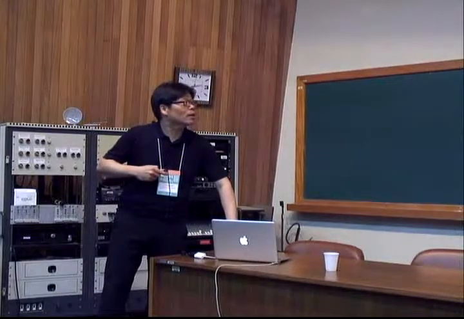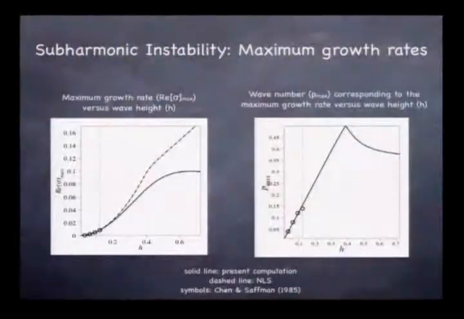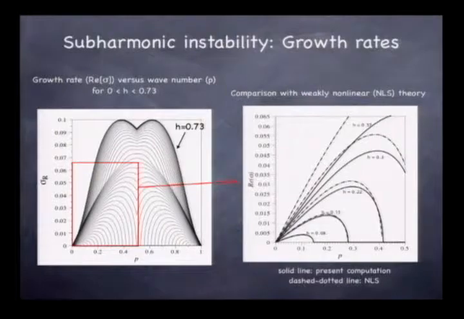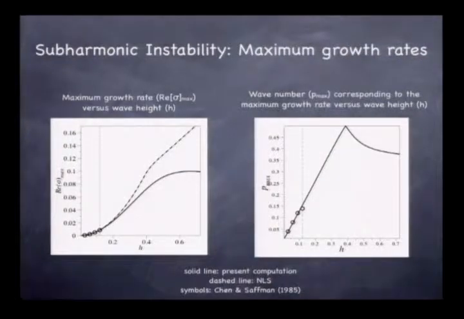So that also confirms our numerical solutions. And then also we compare our solutions with NRS. This is the maximum growth rate. So we monitor where the maximum growth rate is. And then we compare that with NRS theory, which is the dashed-dot line. And also we compare with the Chen and Saffman's result, which are the numerical results.